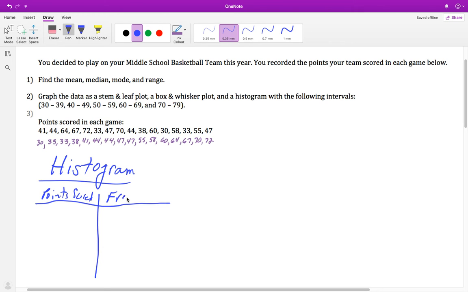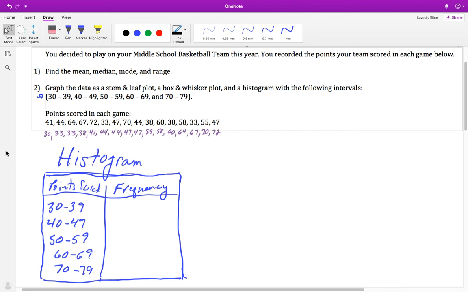Then we would have our frequency. Then we're writing our intervals. I gave you all of your intervals here, so we would have 30 through 39. Let me just pause this and I'll fill in the rest of the table. All right, so now I created our frequency table, which is our points scored and our frequency.